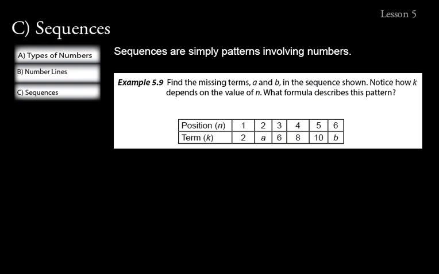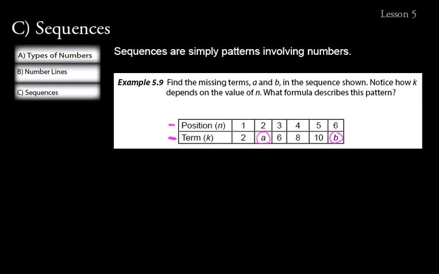Find the missing terms. So we see some missing terms here, A and B. And that's a sequence that we have there. Notice how K depends on the value of N. So we have this position, and we're just giving it a name. We're calling it position N and term K. And we use two different letters there so that we don't confuse the two.